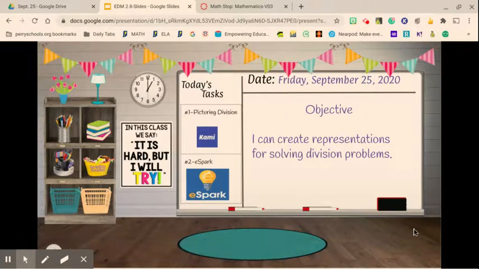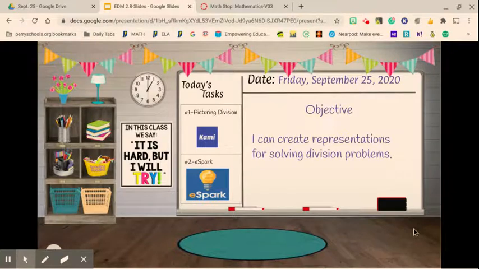Hey guys, today our lesson is all about representing division number stories, and this is actually going to take place over 2 days. So today you guys will do the work, and then on Monday when we meet, we will go over what you did and talk about it with each other. So our goal for today is I can create representations for solving division problems. Representations are just a fancy way to say pictures or diagrams or ways to show what the division number story is saying.